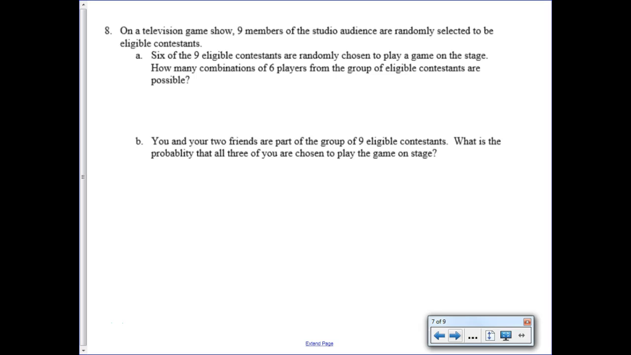So if we want to choose 6 people out of 9, how many different combinations can we choose? So taking us back to 9 select 6 where order doesn't matter. So this is not probability. There's 84 combinations. You and your 2 friends are part of that group of 9 eligible contestants. What is the probability that all 3 of you are chosen to play the game on stage?